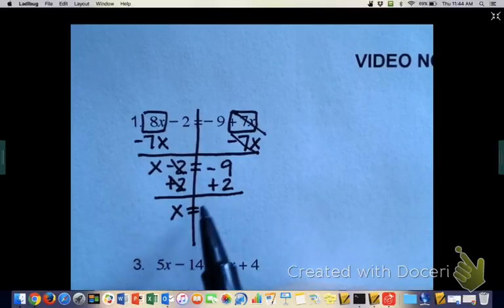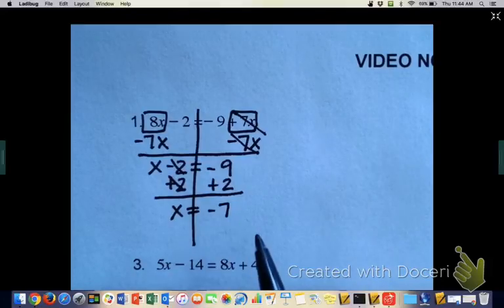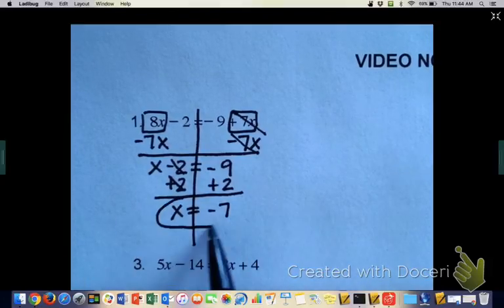x equals negative 9 plus 2, which is negative 7. If you're not sure, use a calculator. There's no reason you can't be checking yourself with a calculator. Circle your final answer just to show that that's what you got.